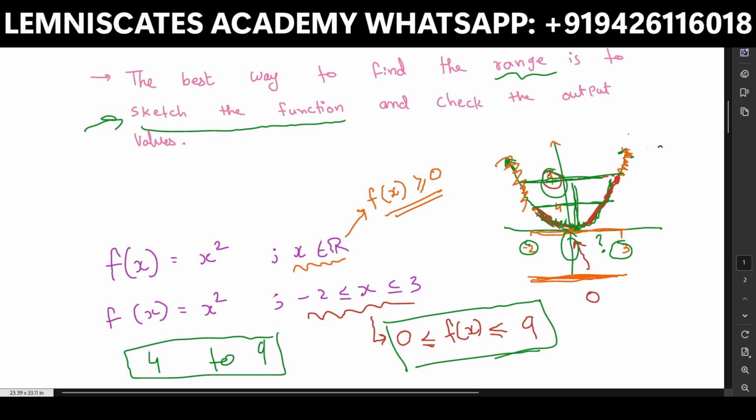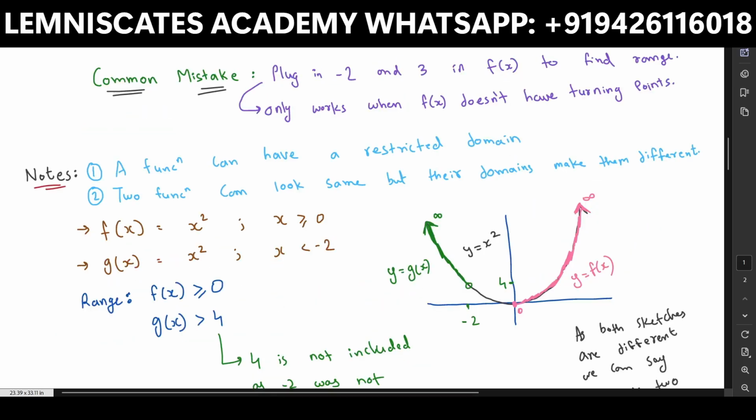So I hope that the idea behind the range is now clear. And the question that I had given you earlier, that what is the range in between -2 and 3 for the function x square, it is not in between 4 to 9, it is in between 0 to 9.